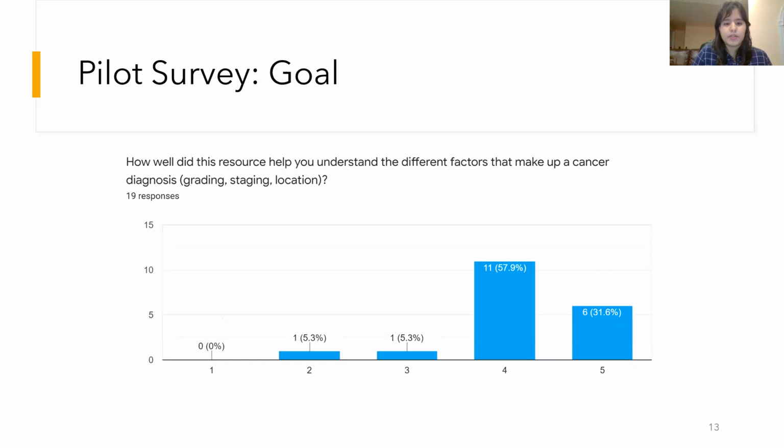The other part is whether the resource helps the participant understand the different factors that make up the cancer diagnosis. So this includes grading, staging, and location. And most people, again, said they understood it pretty well, which is good.